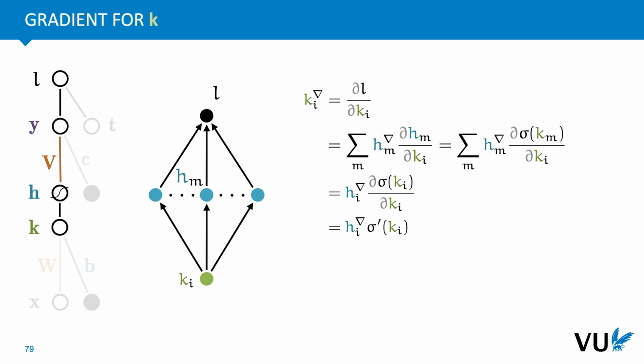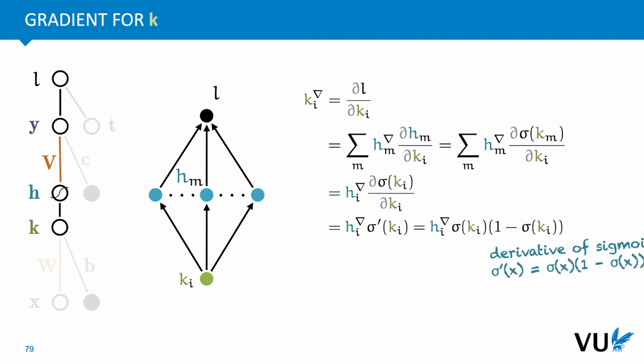And we know the derivative of the sigmoid function already, which is the output of the sigmoid function times 1 minus the output of the sigmoid function. These quantities we've already computed in the forward pass. They are h_i and 1 minus h_i. So we can simply remember them during the forward pass and apply them again here during the backward pass.